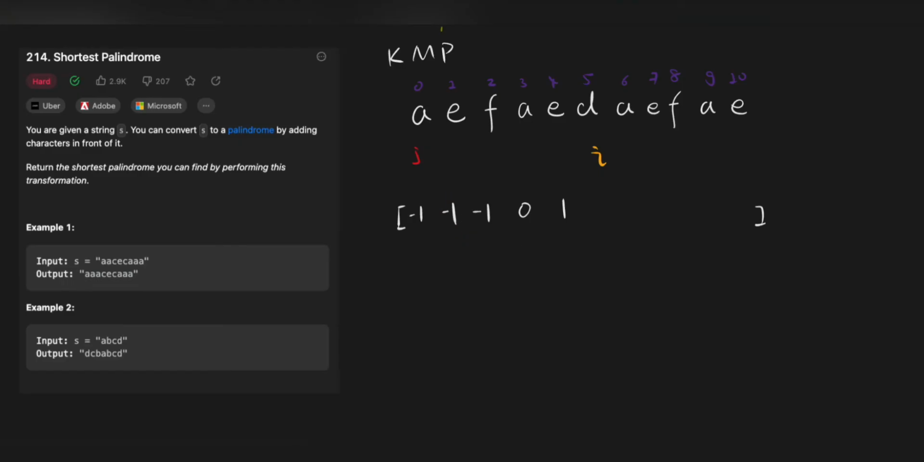Now we put I as -1, because there is no pattern here. The pattern didn't continue this way. So next we still move I to the next one.